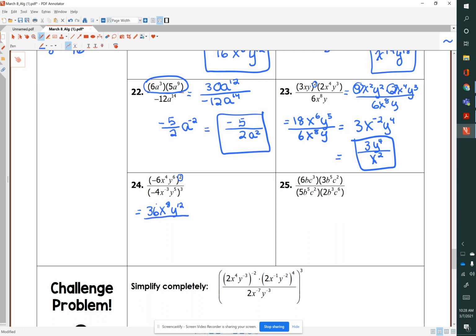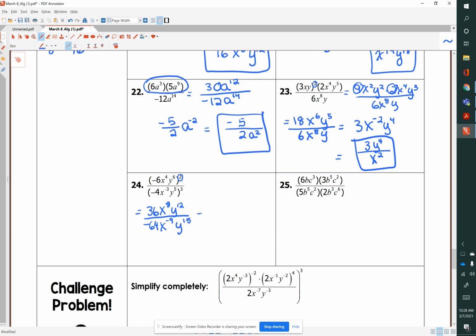Divided by negative 4 to the third power is going to be a negative. When you multiply a negative number by an odd exponent, it will still be negative. So negative 4 times negative 4 is positive 16, but positive 16 times negative 4 is negative 64. So then we have x to the negative third times 3, which will be x to the negative ninth, and y, 5 times 3 is 15.